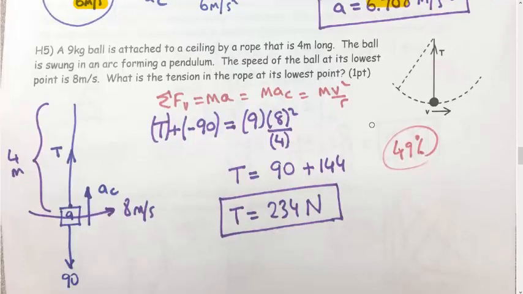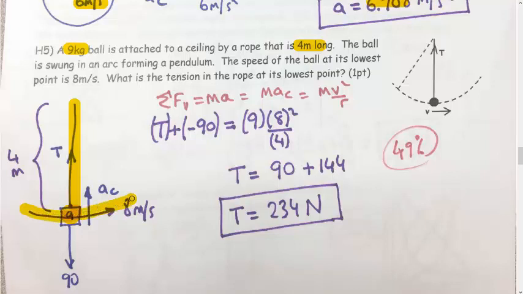Here's another non-uniform circular motion problem. We have a 9 kilogram ball attached to the ceiling by a rope that is 4 meters long. Well, that rope is going to provide the force that causes the centripetal acceleration. It's going to have a tension in it. 4 meters long. And the ball is swung in an arc forming a pendulum.